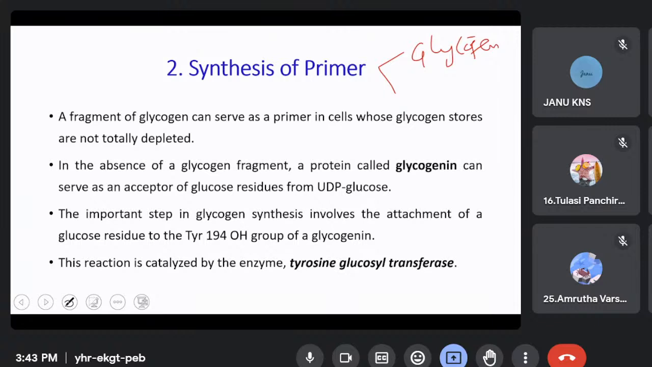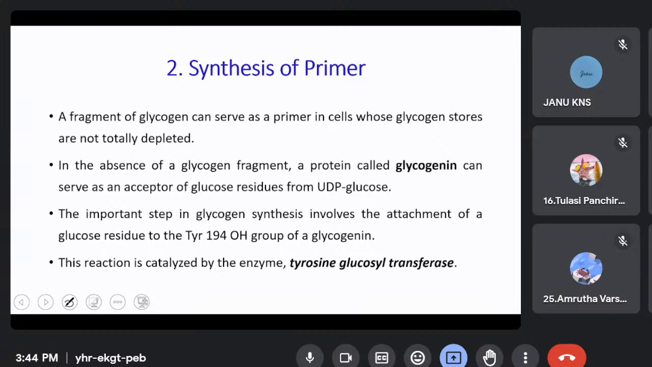Then this fragment of glycogen cannot be used. Then the body uses a protein called glycogenin. So either glycogenin or a fragment of glycogen acts as a primer, to which UDP glucose supplies glucose residues continuously, so that elongation of the chain takes place.